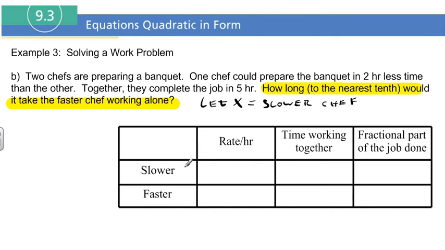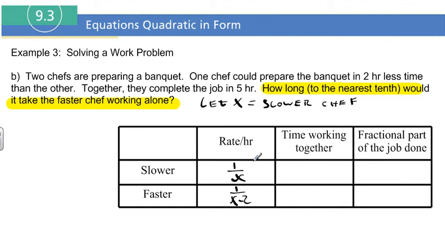So, how long will it take the slower chef to do it by themselves? Again, we're going to say 1 over x, just like we did in the first example. And how long will it take the second chef? Well, it says that one chef can prepare the banquet in 2 hours less. So if someone does it in 5, then I subtract 2 from this. Or if someone does it in 10, then I subtract 2. So I'm going to do x minus 2, because the faster one can do it in 2 hours less. And again, we do 1 over because in 1 hour, they do this amount of work.